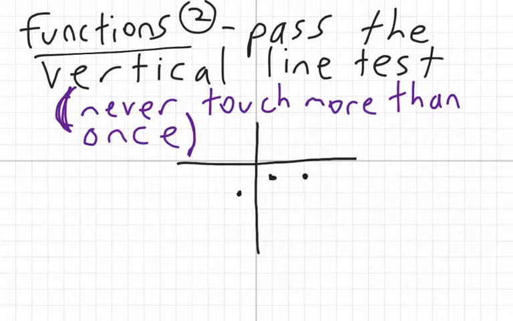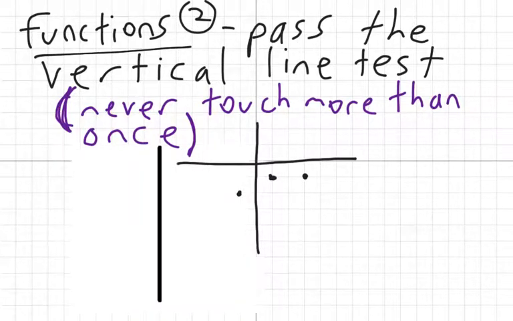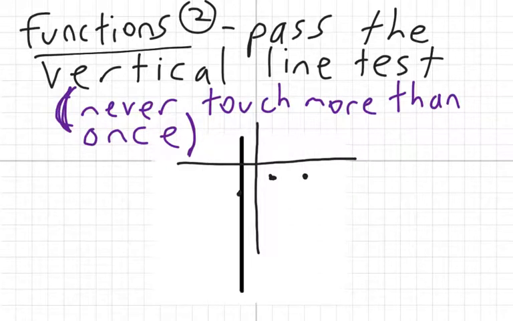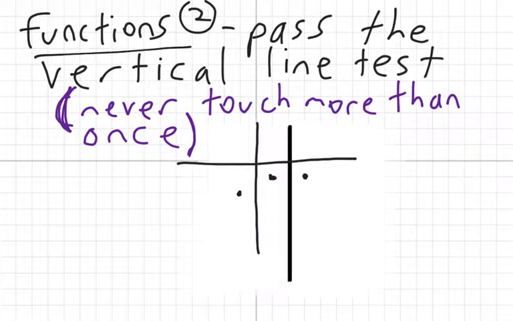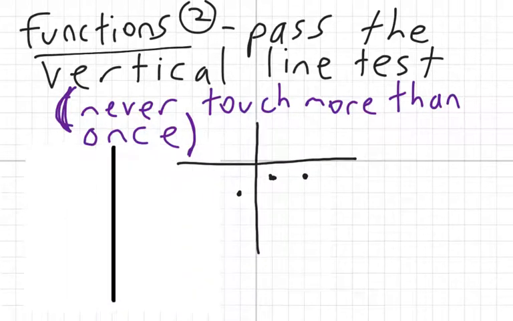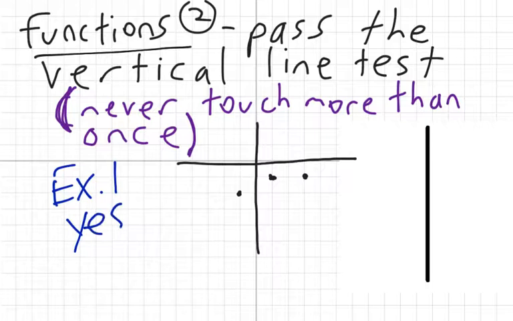Alright? And now you can take your pencil, we're going to slide your pencil across, put it vertically, like this. So you're taking your pencil, I'm taking my vertical line, I'm just going to slide it across. It crosses once there, crosses once there, crosses once there. So it never touches more than once. So for this first example, we're going to say for example 1, yes, it is a function. Is it a relation? Yes, it's a relation.